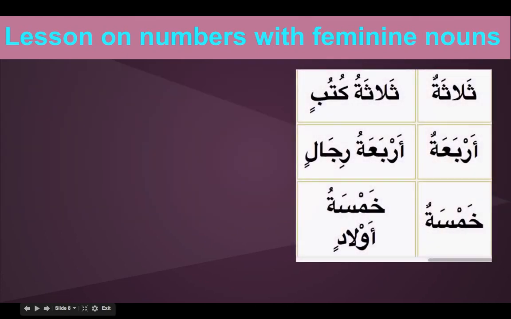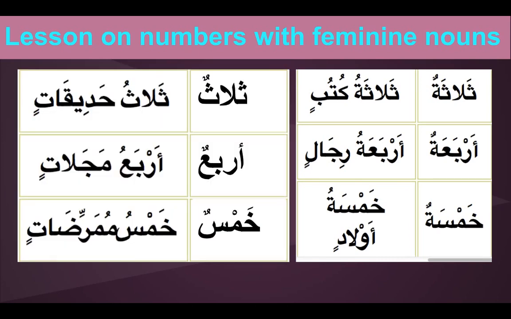So we say thalathu kutubin, arba'atu rijalin, khamsatu awladin. If you are using feminine nouns, we say thalathu hadiqatin, arba'u majallatin. See, arba'u is not arba'atu, arba'u. Khamsu mumarridatin, five nurses. Hadiqatin is gardens.